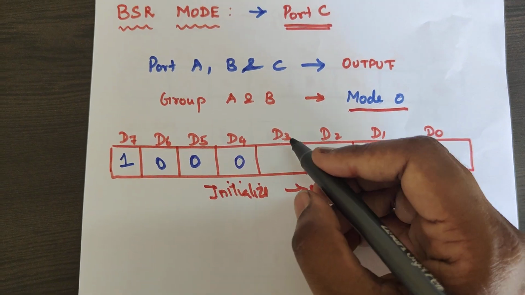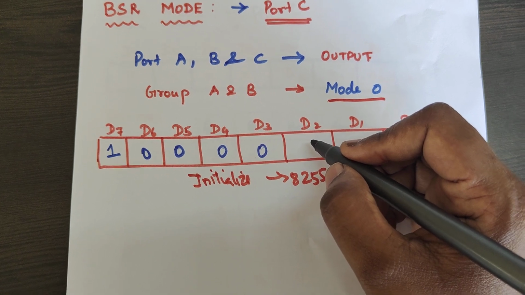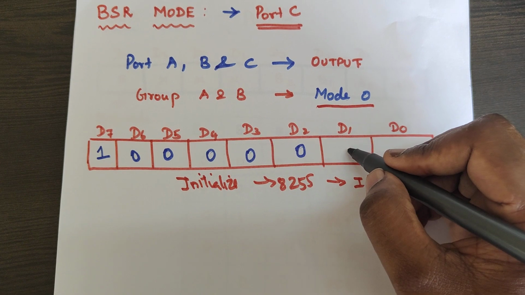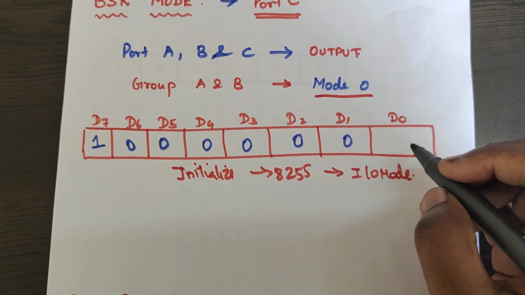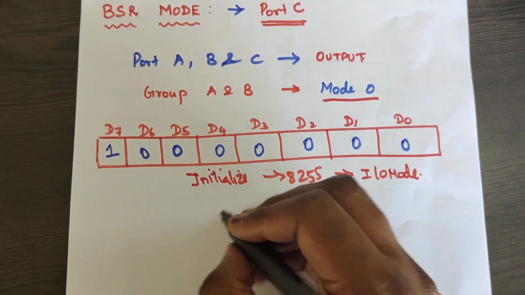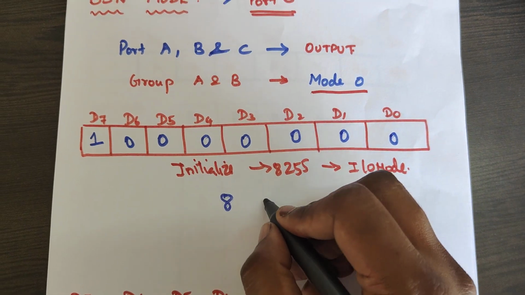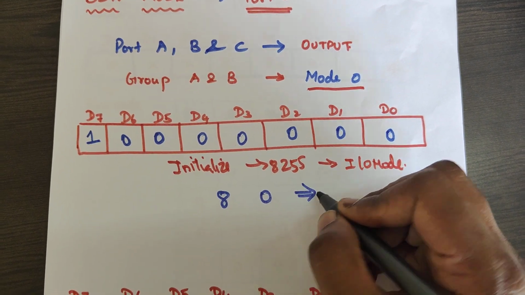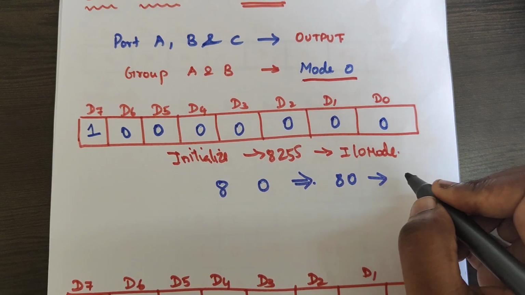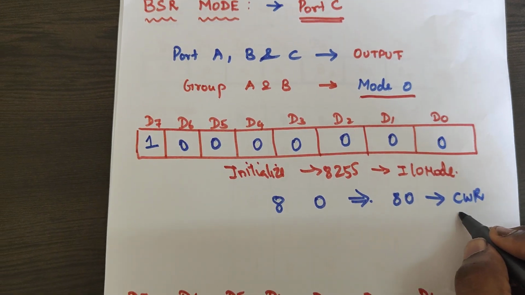Input is 1. D3, port C upper will act as output, 0. D2, group B mode selection, it is mode 0, 0. D1, port B will act as output, 0. D0, port C lower will act as output, 0. So the value will be 1 0 0 0 0 0 0 0, so the control word value will be 80. This 80 has to be loaded into the control word register. The address of this control word register is C6.